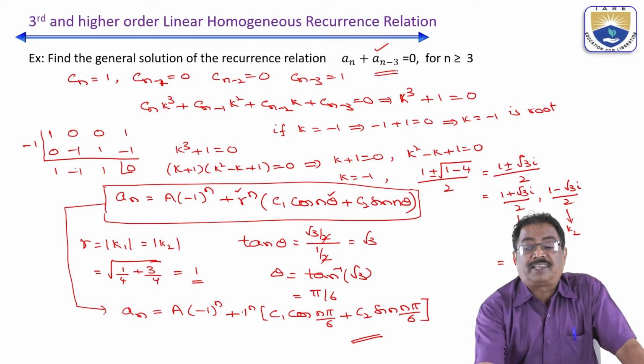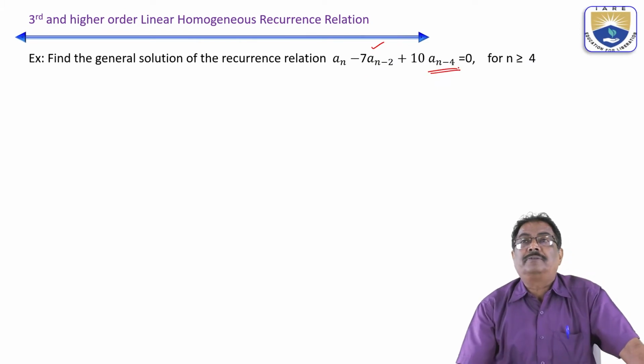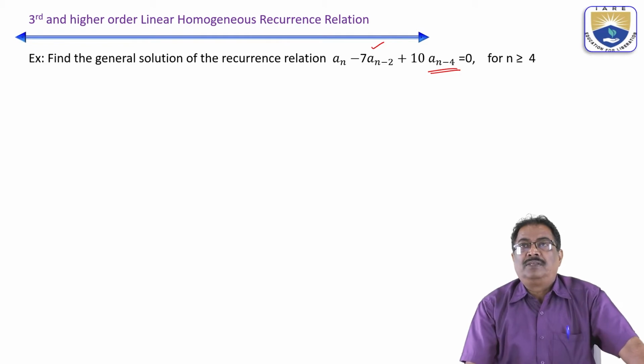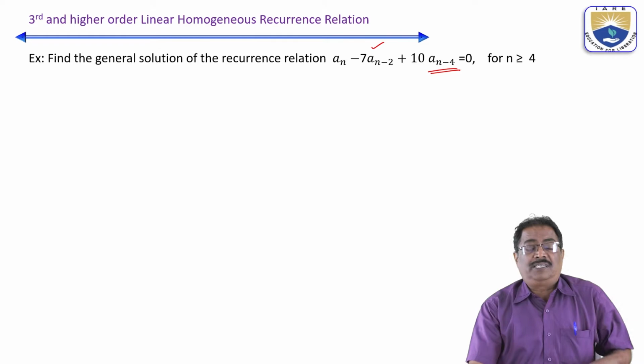Here n minus 3 will be there, and here n minus 4 will be there. So it is nothing but a fourth order linear homogeneous recurrence relation. This is the fourth order homogeneous recurrence relation.